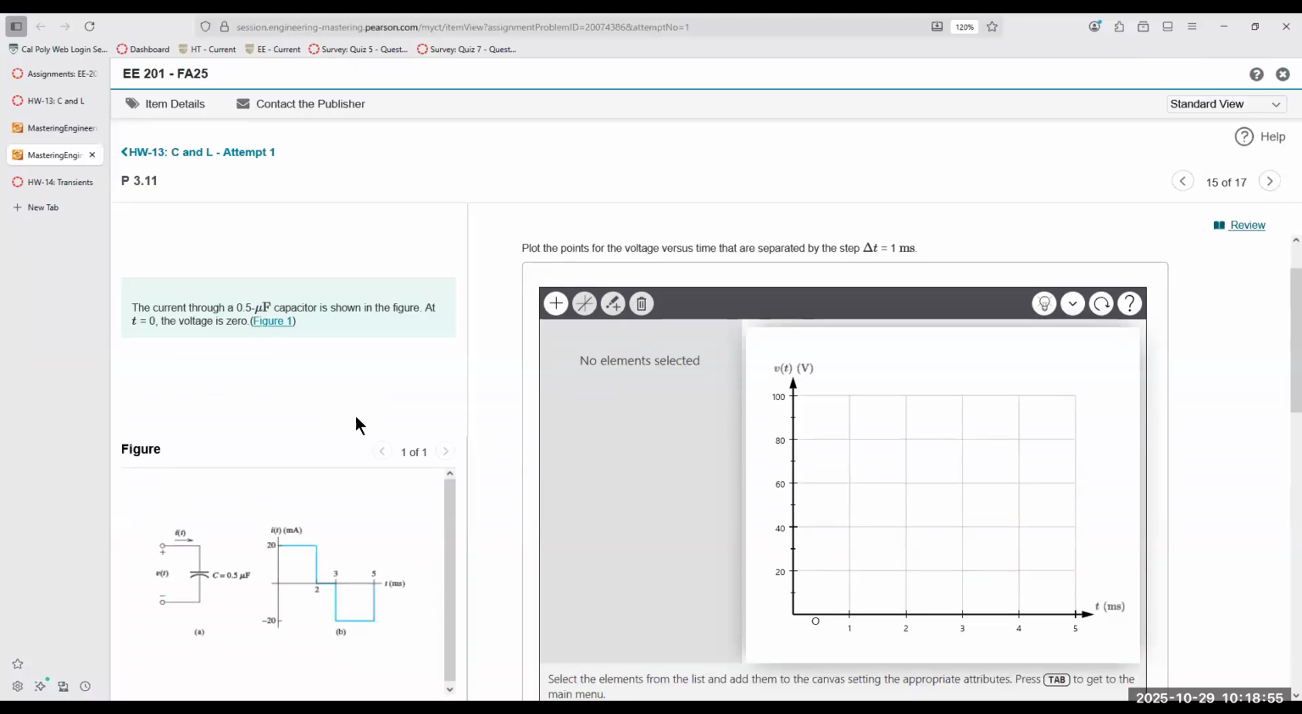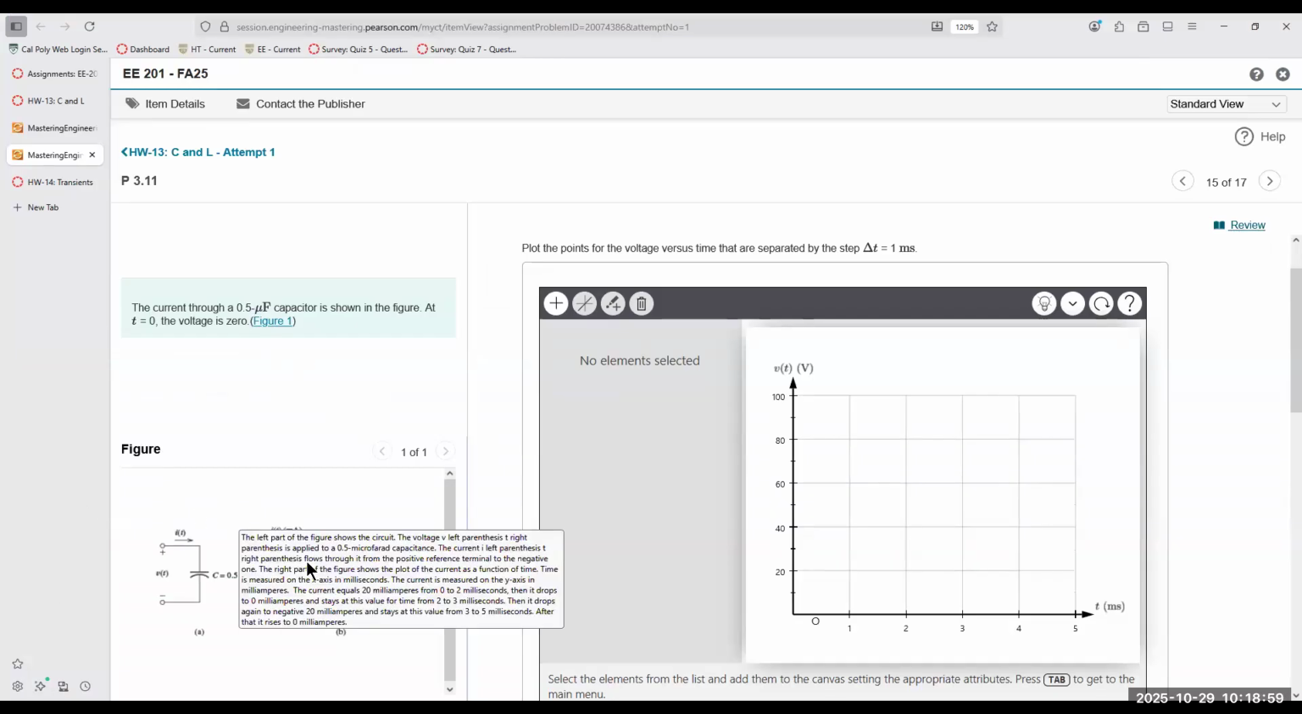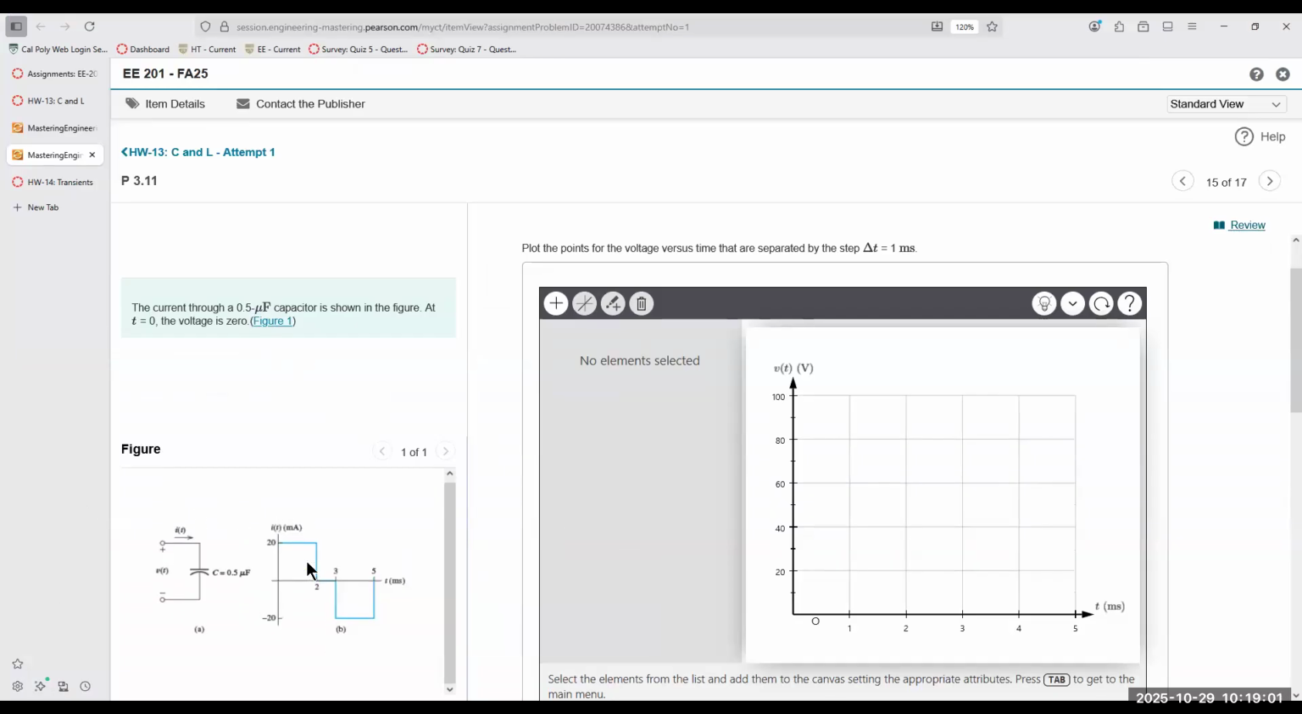So this one, the current through a 0.5 microfarad capacitor is shown in the figure, which is kind of like a square wave with a gap in the middle.